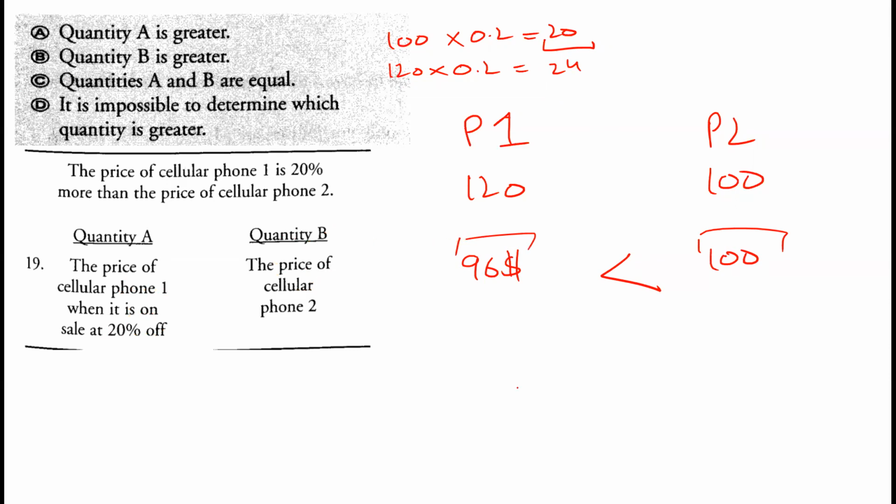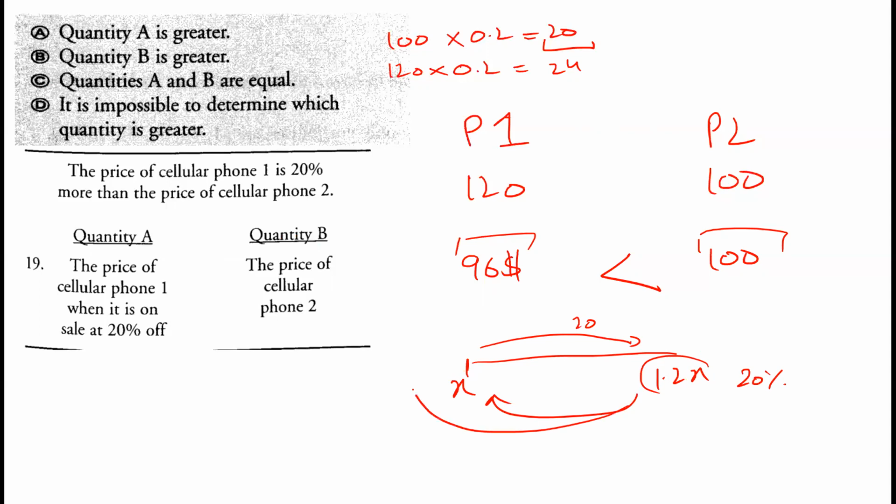You need to understand that if we have a number x, and it increases by 20%, it will become 1.2x. But if from 1.2x there is a discount of the same amount, a discount of 20%, it doesn't mean that we go back to x. It means we go back to less than x.